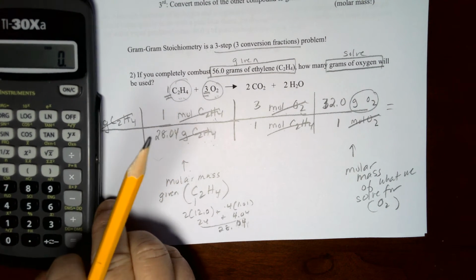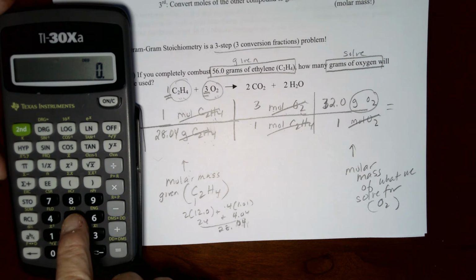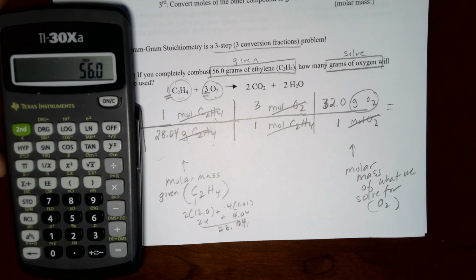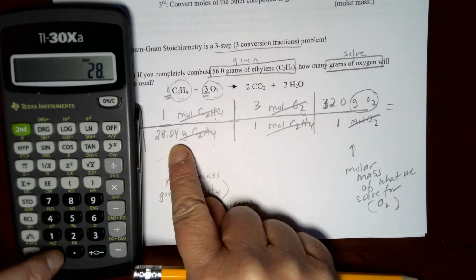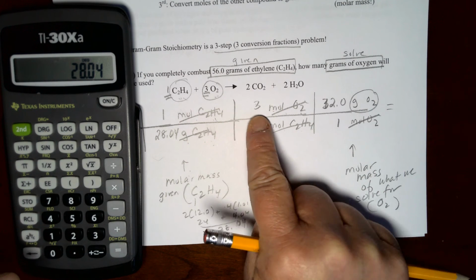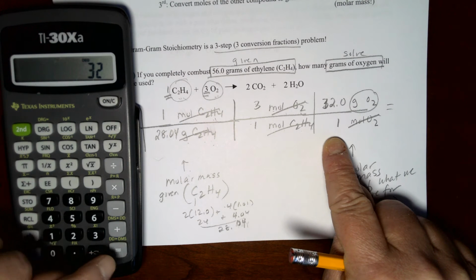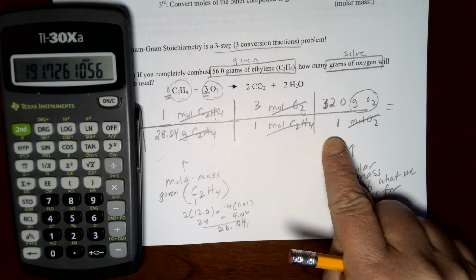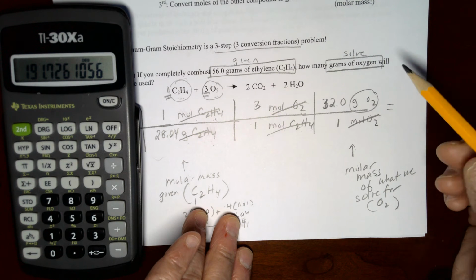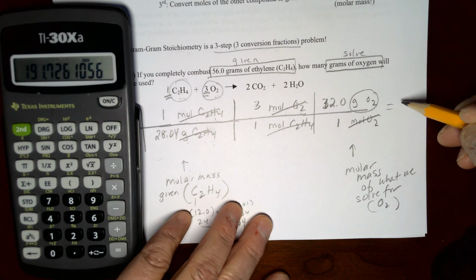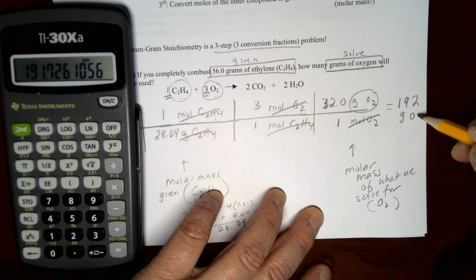Okay. So I am going to start with the given quantity of 56.0 grams. On my calculator, 56.0 grams, I am going to divide by 28.04. I'm going to multiply by 3. And I'm going to multiply by 32. Notice I didn't even have to hit equals at any time. If the number's in the denominator, I'm going to divide by it. If the number's in the numerator, I'm going to multiply by it. And what we have here to 3 significant figures is 192. The unit left over is grams of O2. And there you have it.